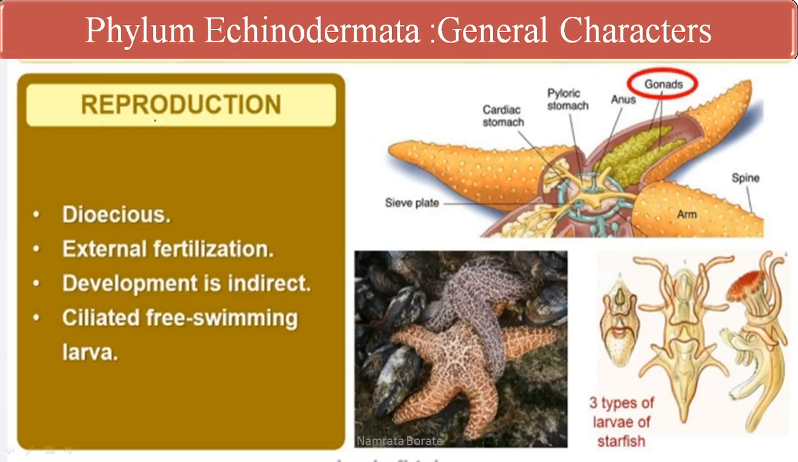The next one is about reproduction. The organisms are dioecious, that is, male and female are different individuals. External fertilization occurs. You can see here the three different types of larvae of the starfish. The development is indirect, with a ciliated free swimming larva.